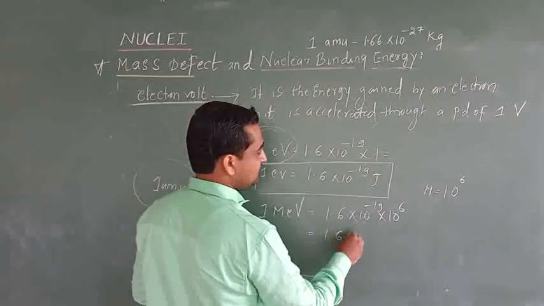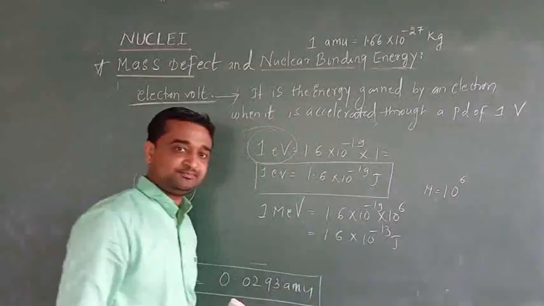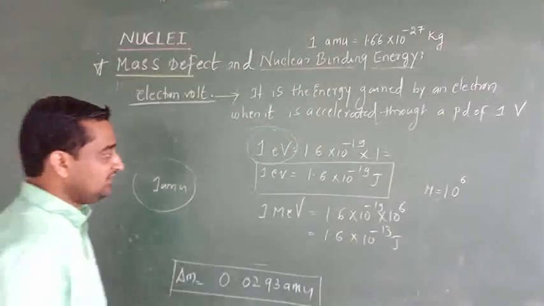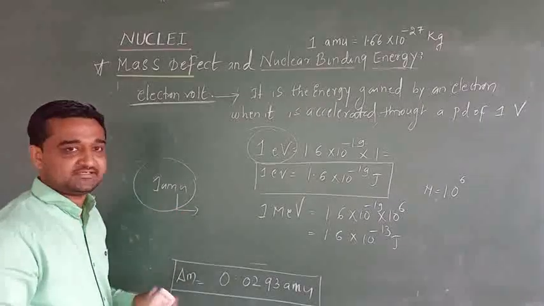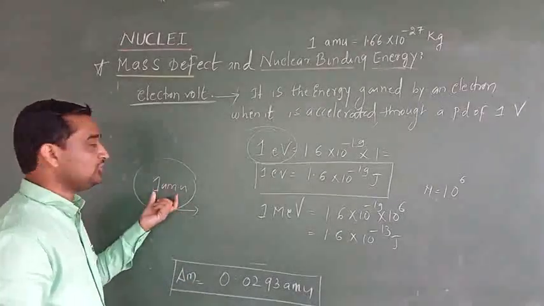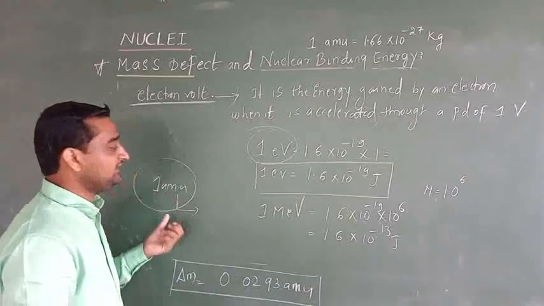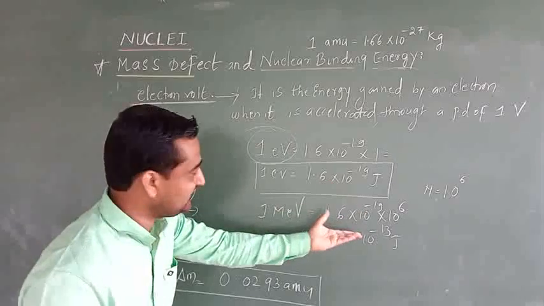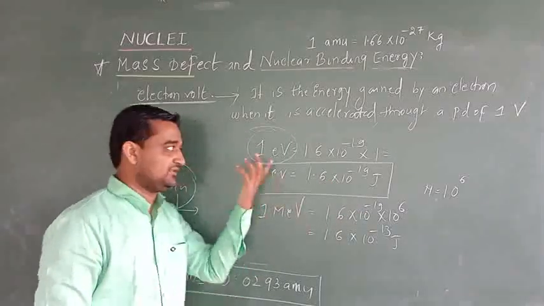So this is 1.6 into 10 to the power minus 13 joule. Now let us see here, 1 AMU amount of mass. Suppose 1 AMU amount of mass is lost or mass defect is observed. What is the amount of energy that is converted in terms of electron volt or mega electron volt? Let us calculate here first.